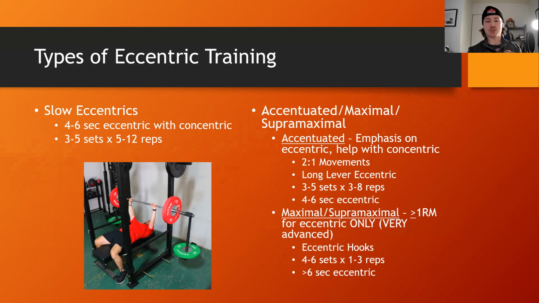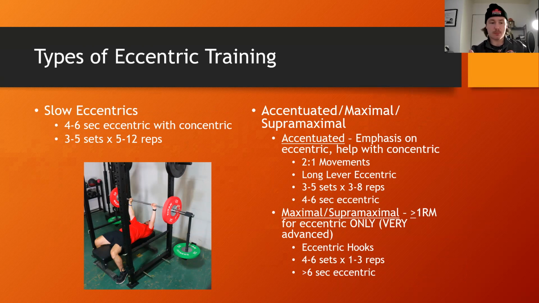So let's say you do a crunch. Well, on the eccentric, you would have your hands above your head to increase the lever length. And then on the concentric, you bring it in closer to your temples. And again, these are performed, let's say, between a 4 to 6 second eccentric.